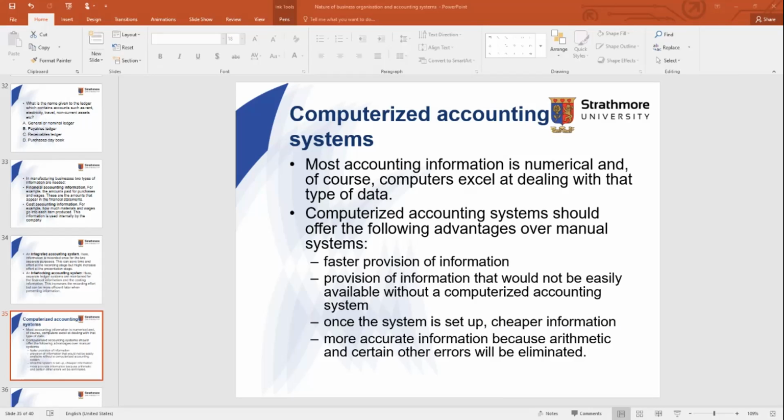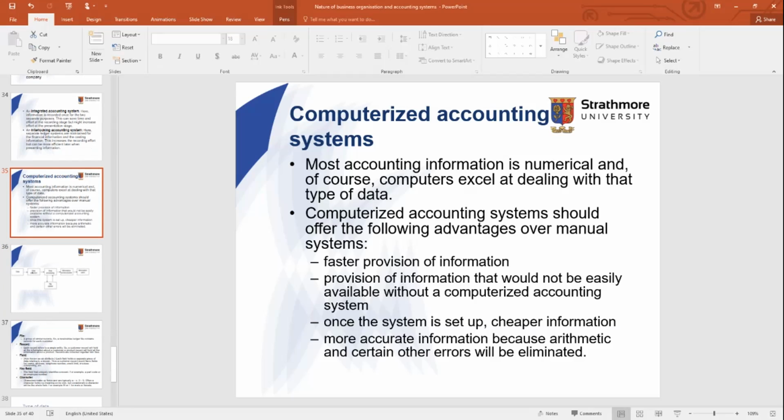But of course, for most businesses, if you don't want to use a system, you can use Excel. Microsoft Excel can also be used as an accounting system, in the worst case scenario, but it's much better than using a manual system. Microsoft Excel can simply be used as an accounting system.